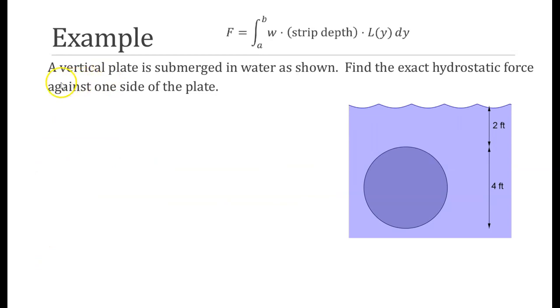In this next example, we have a vertical plate submerged in water as shown. Find the exact hydrostatic force against one side of the plate. Our diagram shows a circular vertical plate with a diameter of 4 feet that is submerged underwater. The very top of the plate is at a depth of 2 feet below the surface of the water.